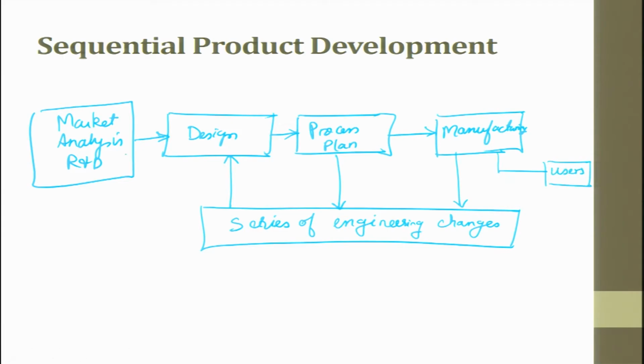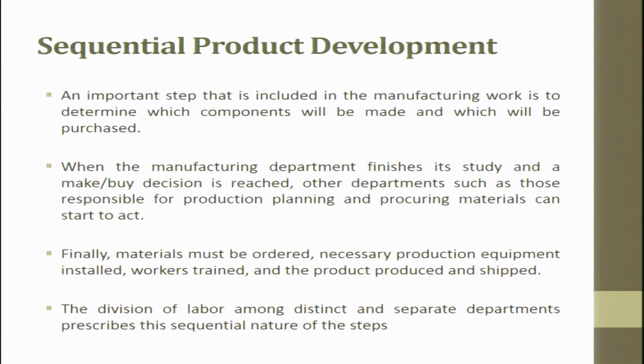Okay. And there is a back and forth movement which happens from here to here. An important step that is included in the manufacturing work is to determine which component will be made and when it will be made, when it will be purchased or where it will be purchased. When the manufacturing department finalizes its study, it makes a make-buy decision, so whether to do it inside or whether to get it done outside.